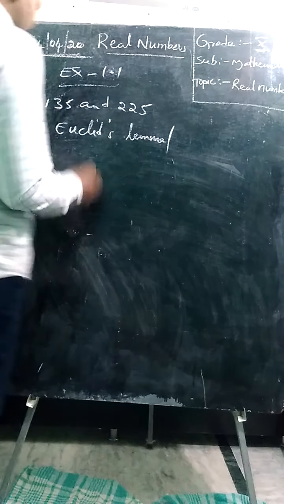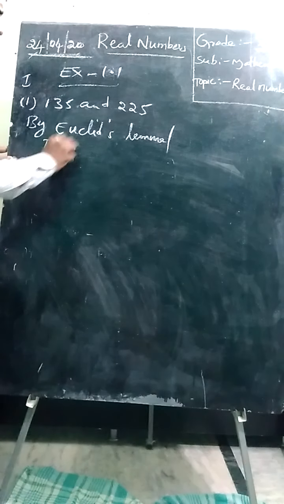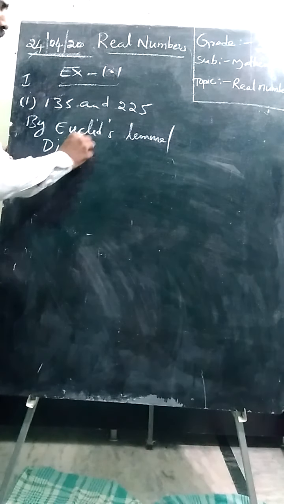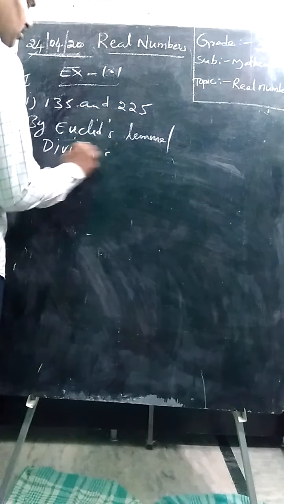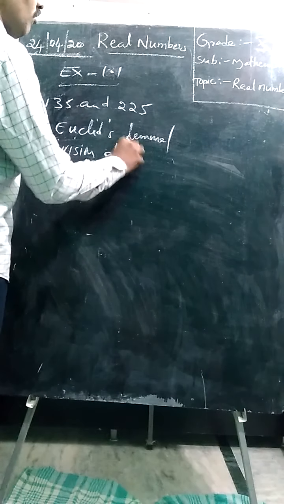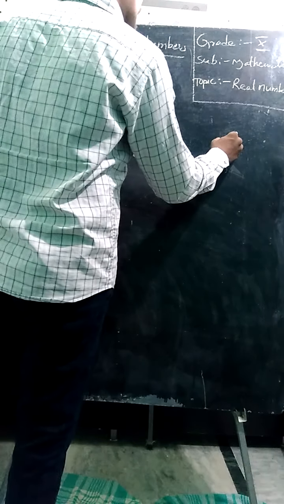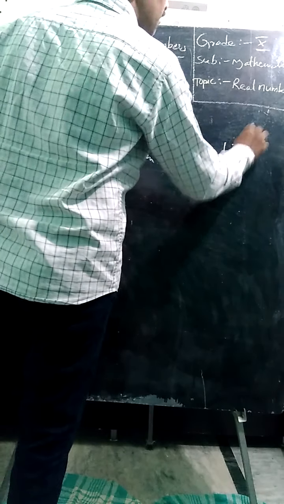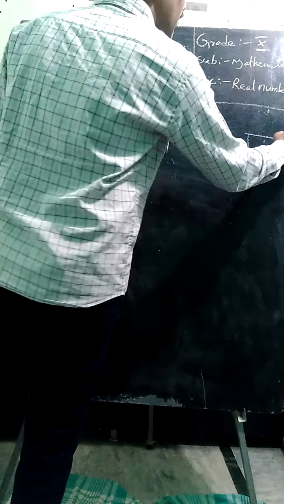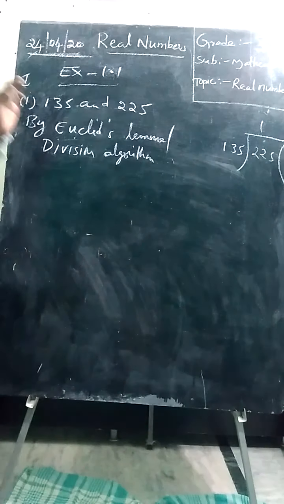Both are the same, students: Euclid's lemma and Euclid's division algorithm. No confusion at all. In general, I could explain the long division method also, but it is not required, students, if you can do it directly.